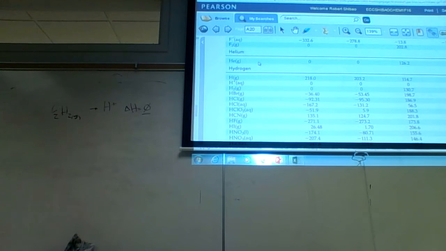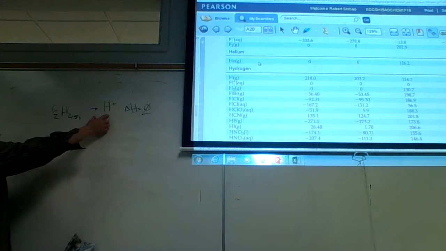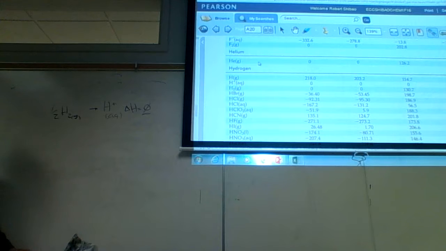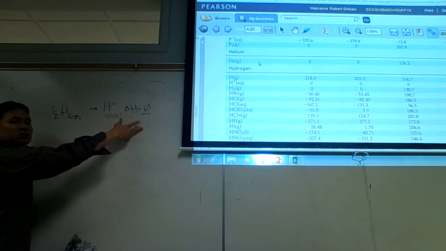Do you remember the ionization energy for hydrogen? Ionization energy for hydrogen is over 1,000 kilojoules per mole. It's more like 1,300 kilojoules per mole. So we're talking about 1,500 kilojoules per mole to break the bond and to ionize it. Then we get some energy in return by hydration or solvation. You learn about hydration and solvation in chapter 13. And so, is this really going to result in 0 energy change?